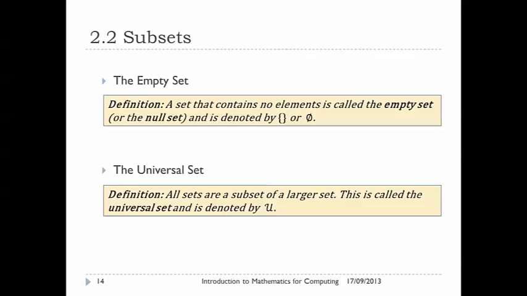So for example, we could consider the set of all students at NCI as the universal set. And then as a subset of that universal set, we could consider the set of all students in Introduction to Mathematics for Computing. Okay, so depending on the problem at hand, the universal set will change. So we have this idea of a null set, an empty set containing nothing, and also for a given problem we have the universal set, the set containing all of the elements that we're interested in for a particular problem. Typically the universal set is denoted by an uppercase U.